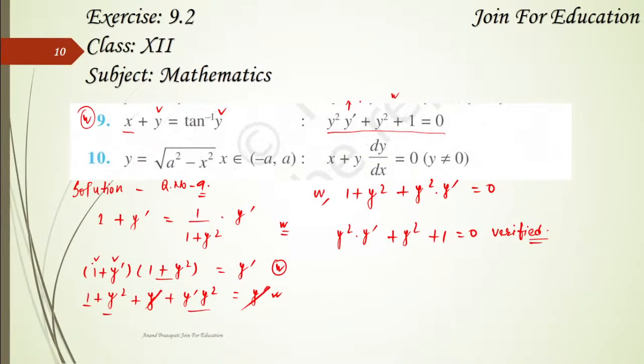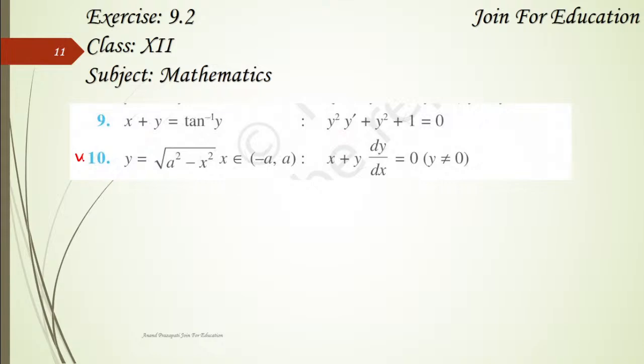Let's see the solution of question number 10. So this is question number 10. In question number 10 we have y equal to square root of a square minus x square, where x is an element of the open interval minus a to a, and we are asked to verify x plus y into dy by dx equal to 0. dy by dx is also known as y dash. So now we take the derivative on both sides.